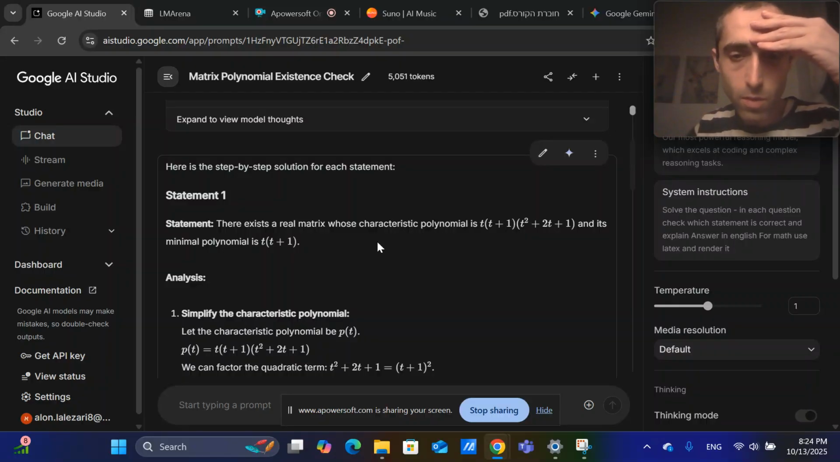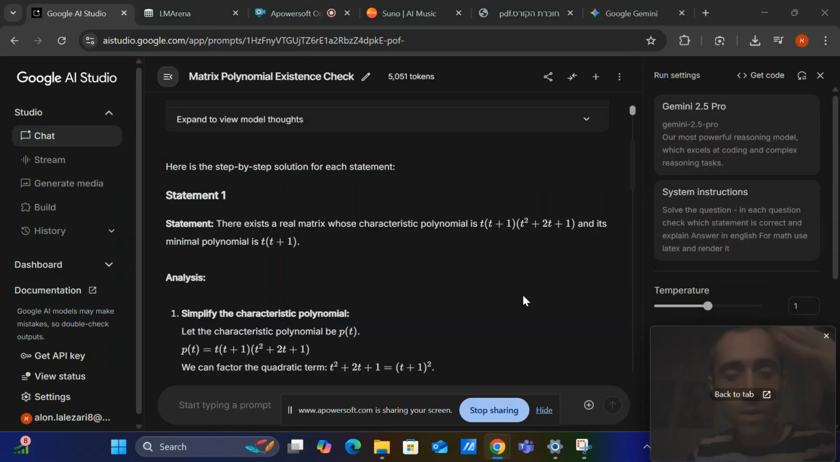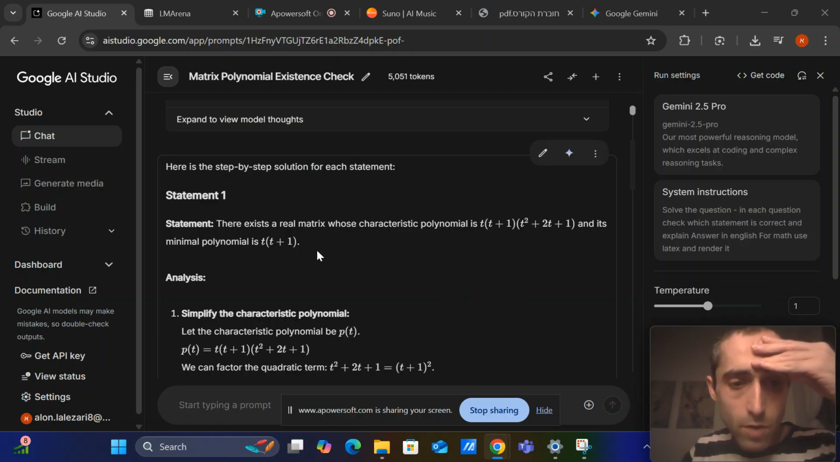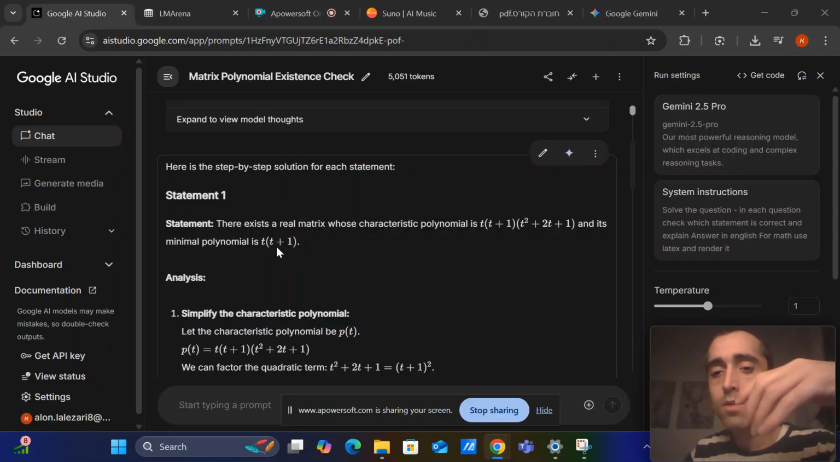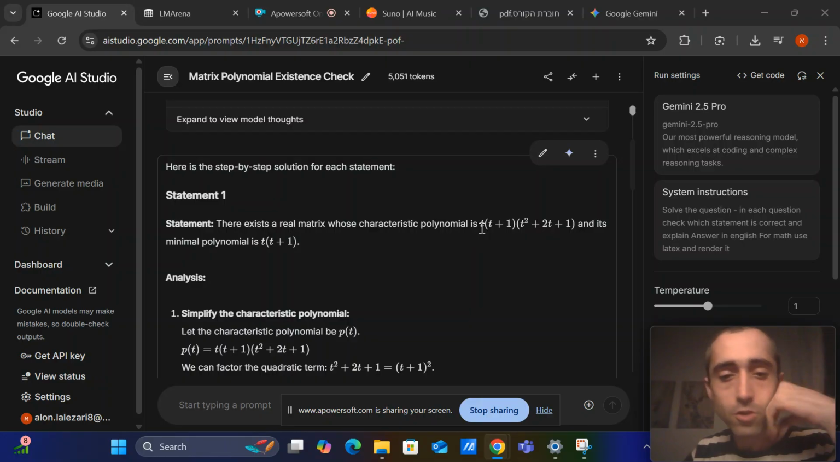What should be the relationship between the minimal polynomial and characteristic polynomial in order to understand if this can even happen? So, the basic relationship is that the minimal polynomial must have the same roots as the characteristic polynomial. Every root of the characteristic polynomial should also be a root of the minimal polynomial. You cannot have, for example, a root of 2 for the characteristic, but the minimal won't have it. All the roots of the characteristic should also be in the minimal. Also, the minimal should divide the characteristic polynomial.